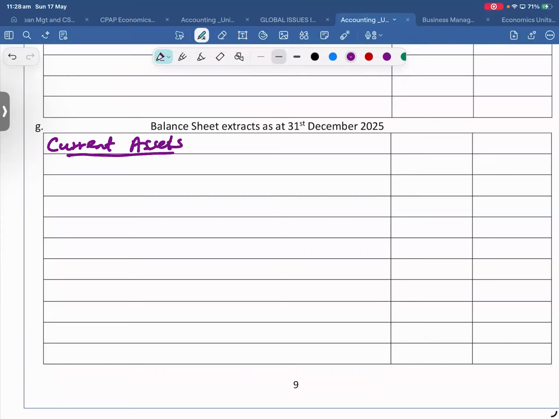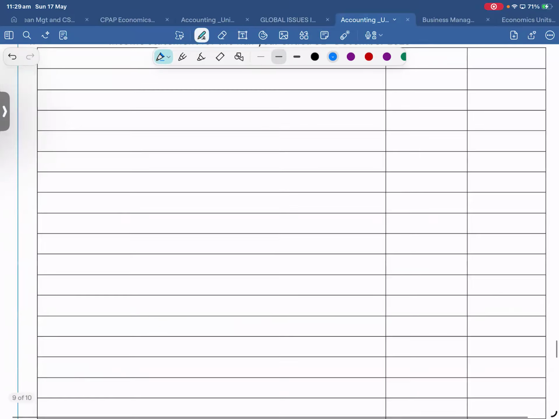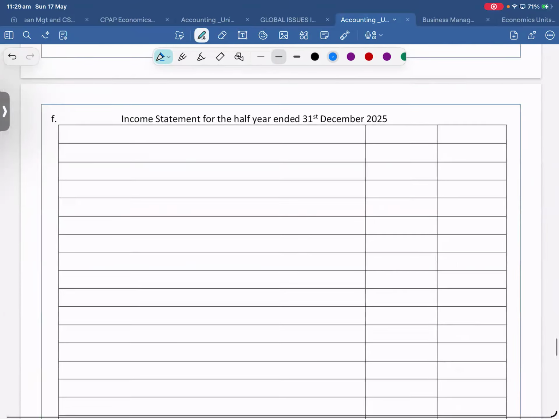Before we write prepaid rent, remember we had cash at bank. We'll start with cash at bank. Just write it, we'll put the numbers on later. And then you can write prepaid rent, $15,000. And then the next one, rent expense. What is it? It's an other expense.